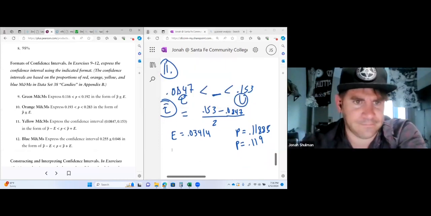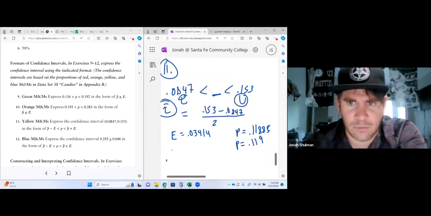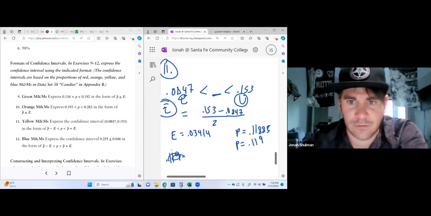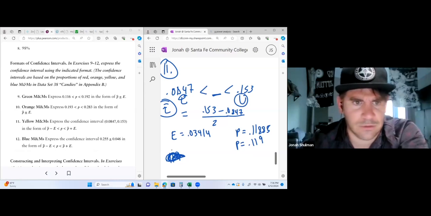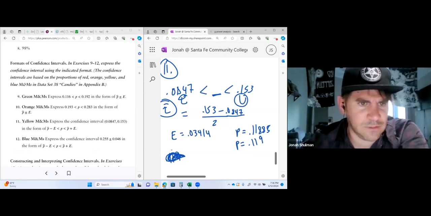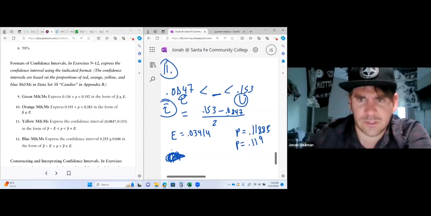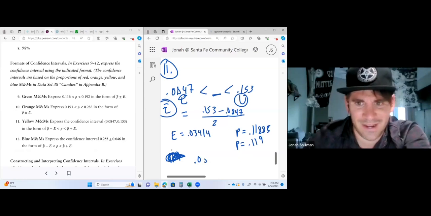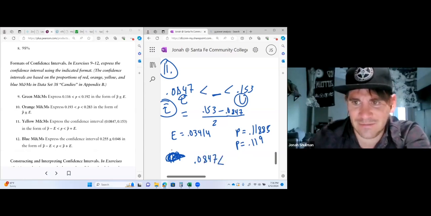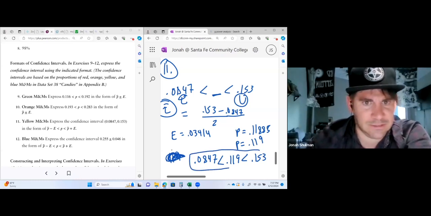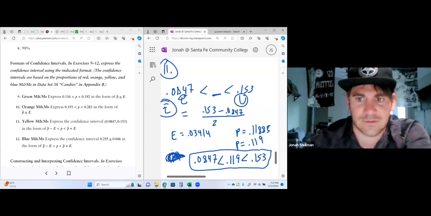So here's the form. 0.119 minus, oh, they just want the value. They don't care. Express the confidence in the form. No, I'm going to do it. Oh, so they just want the middle number. So 0.0847 is less than 0.119, which is less than 0.153. Ta-da! I believe this is what they want. This is written in a different way, but I will take it.